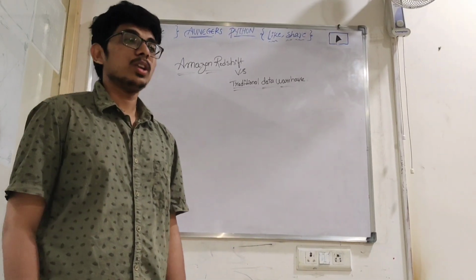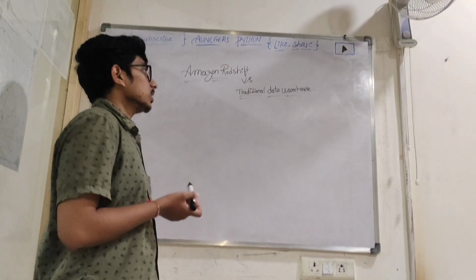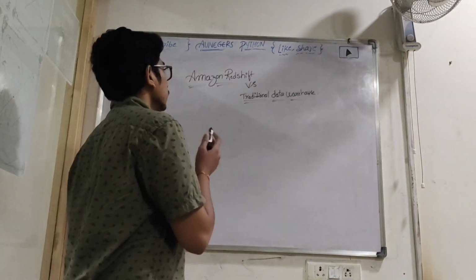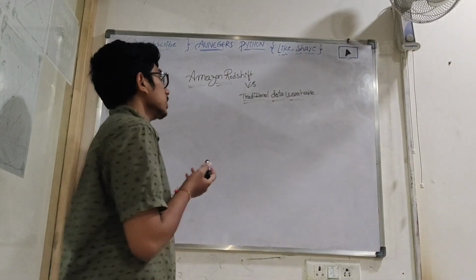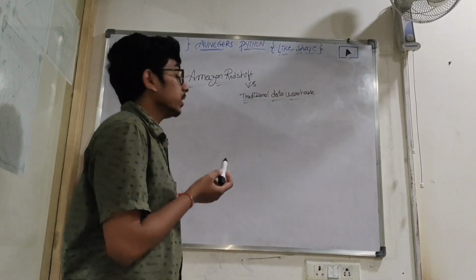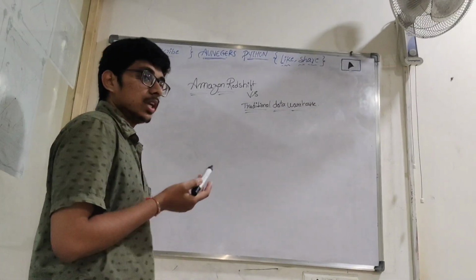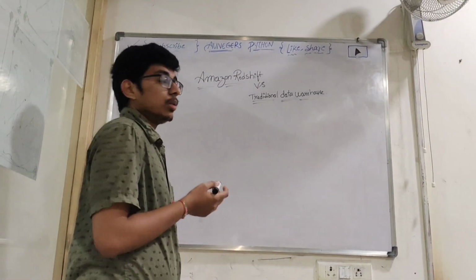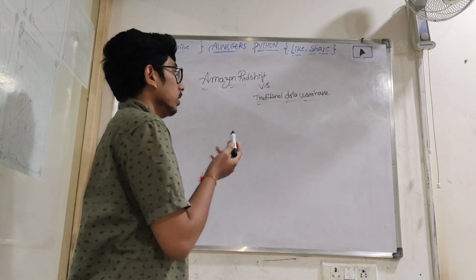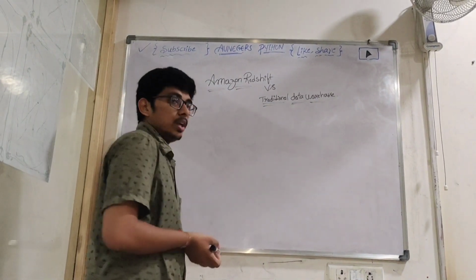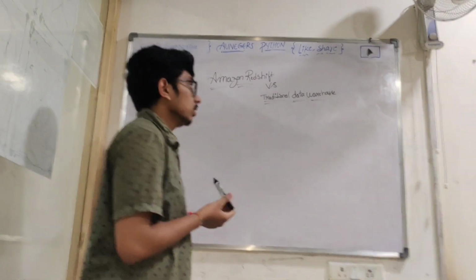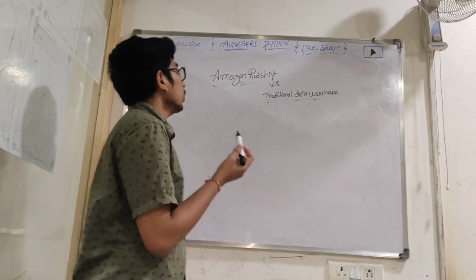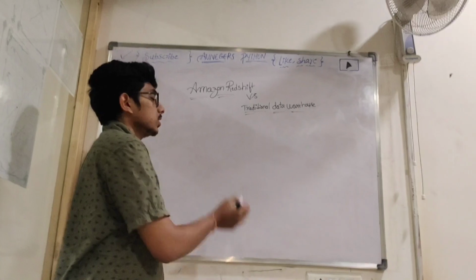Today we are discussing Amazon Redshift versus traditional data warehouse. Amazon Web Services contains Redshift. Redshift is a data warehouse, and today we are learning about the difference between traditional data warehouses and the AWS Redshift data warehouse. First we will talk about Amazon Redshift.